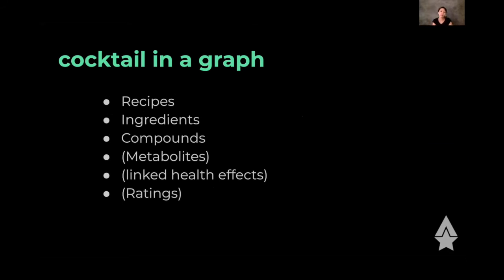So what's in the cocktail graph? It's currently a collection of recipes, ingredients, and compounds. We also have data about food metabolites, linked health effects, as well as ratings that we plan to use to make predictions about the popularity of a recipe or make custom suggestions.